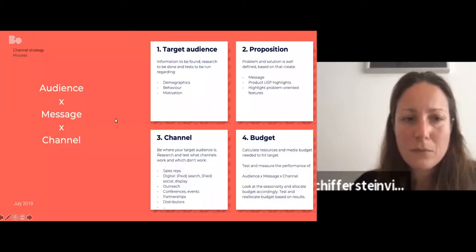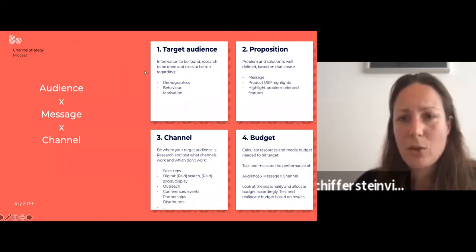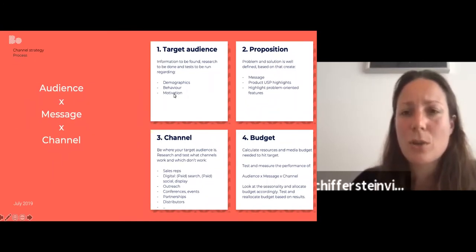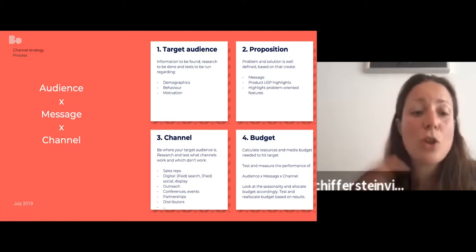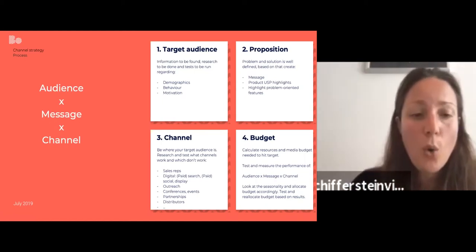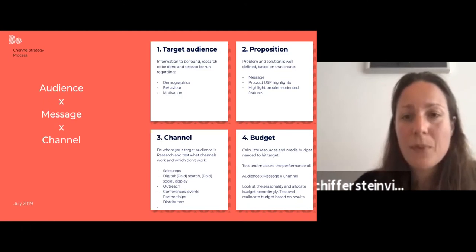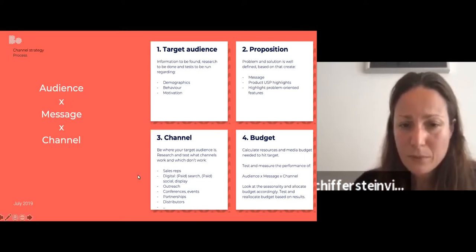And here everything comes together. So you combine your audience with the message and the channel. So you look at your audience again, which you have in your persona. But you also start using this now to target, for instance, media or conferences, etc. You look at your proposition, so your message and your key USPs, and then you choose your channel.